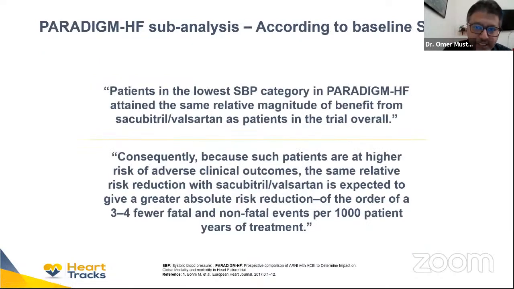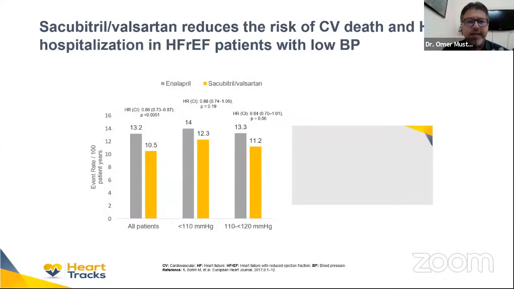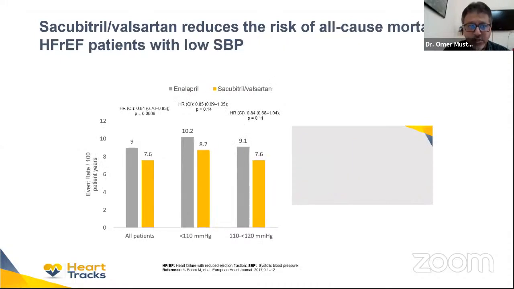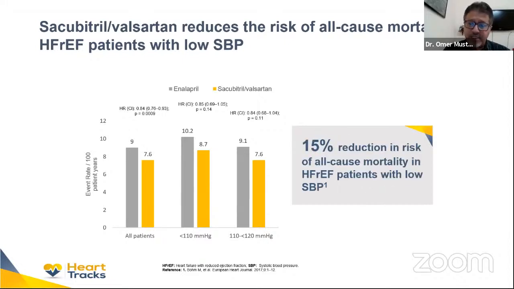And in the PARADIGM-HF trial, it was seen that the lowest systolic BP category attained the same relative magnitude of benefit. So they were the sickest patients, but they attained the same level of benefit compared to the overall patients. So we should not worry about a BP of 90/60 or 96/60 unless the patient is showing signs and symptoms of hypoperfusion. You can see the patients with low BP also had a 12% reduction in cardiovascular deaths or heart failure hospitalizations. Also, a 15% reduction in all-cause mortality.